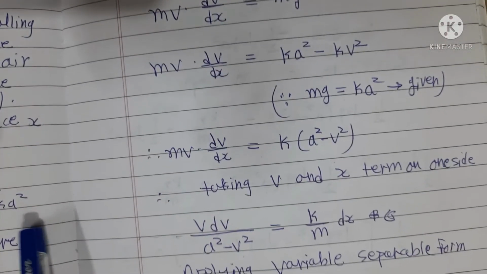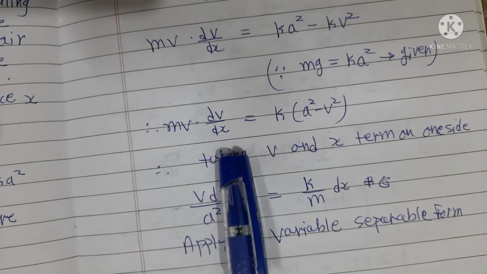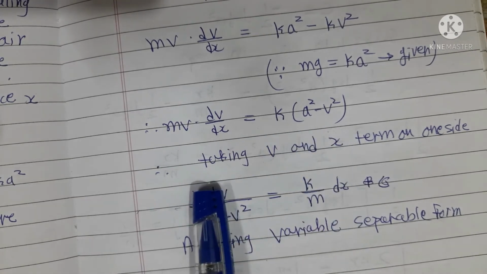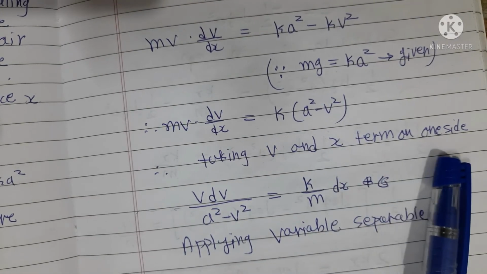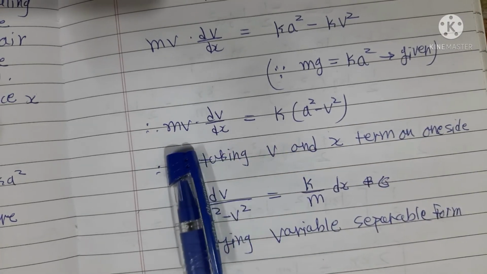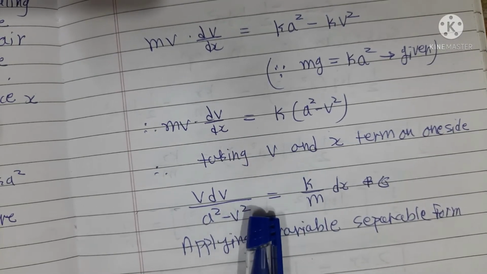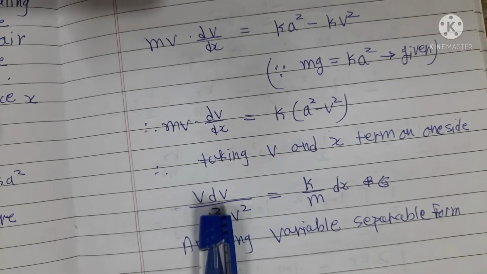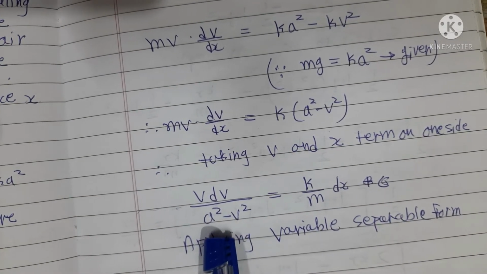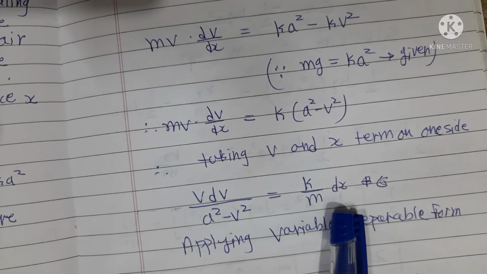Now after simplifying we will get m into v into dv by dx is equal to k into a square minus v square. Taking v and x terms on one side, we have to make this equation a differential equation of variable separable form. Therefore take the v term on one side and the x term on the other side. Therefore v dv upon a square minus v square is equal to k upon m into dx.